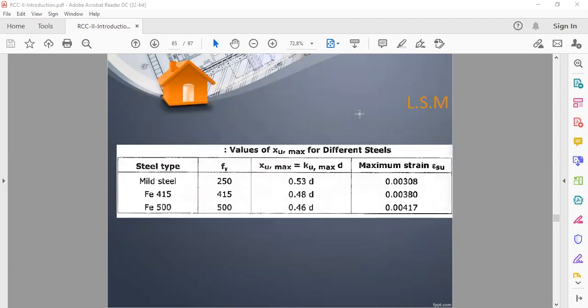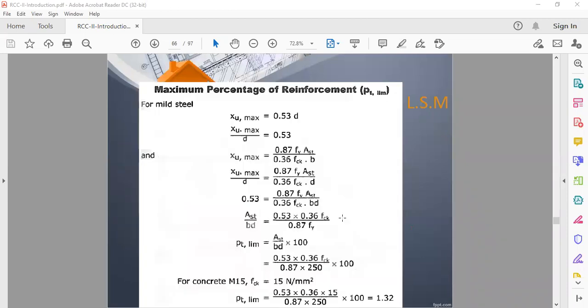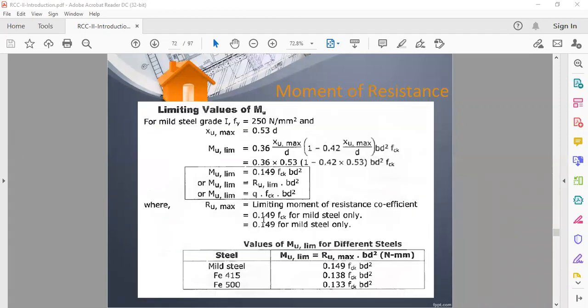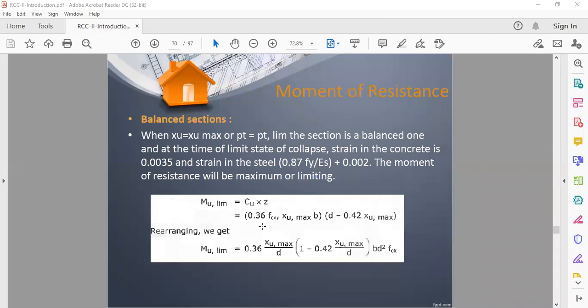This is the grade of the steel, Fe 250, 415, 500, and you get the Xu max by d ratio as 0.53, 0.48, and 0.46. So this is how you can directly use these values, 0.53, 0.48, and 0.46, for Fe 250, 415, 500, and then we'll get the final formula.